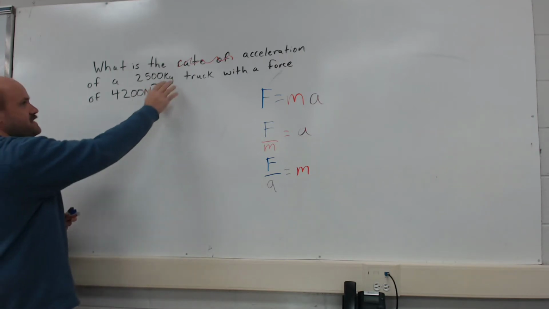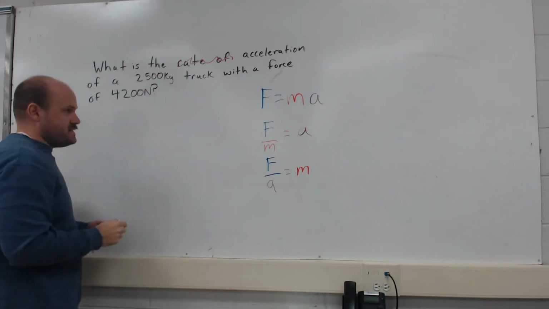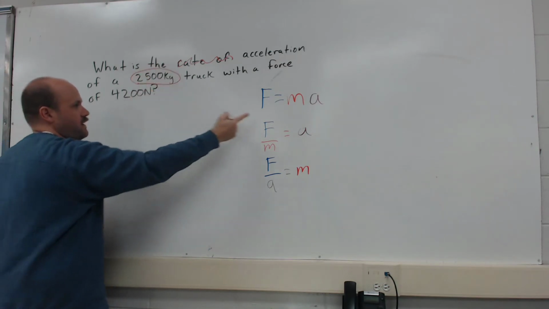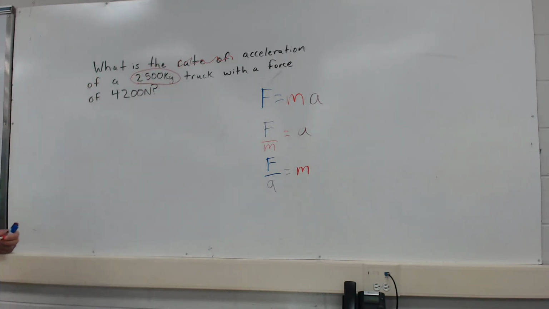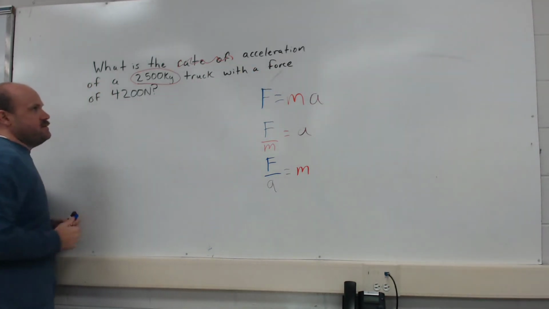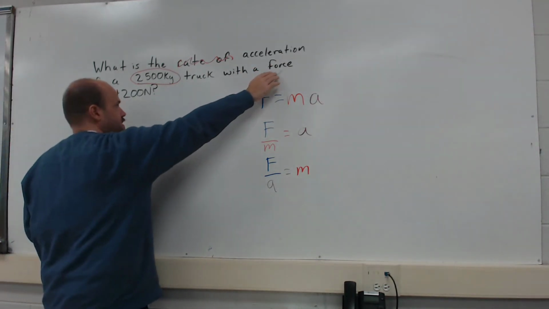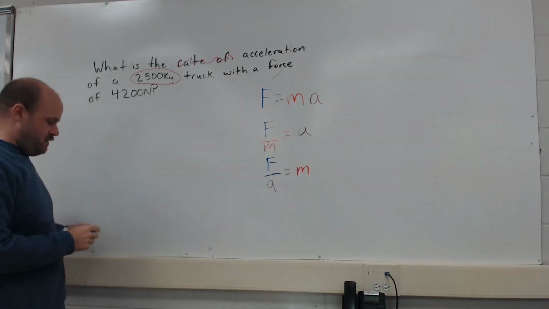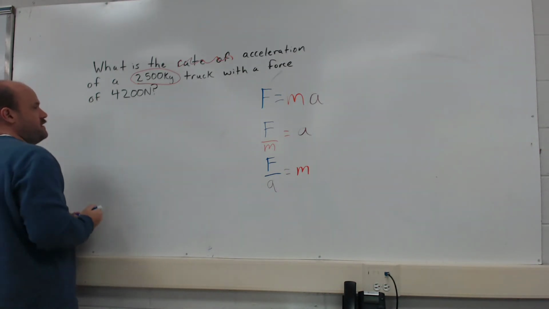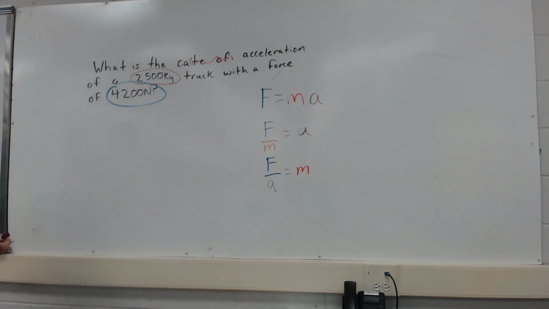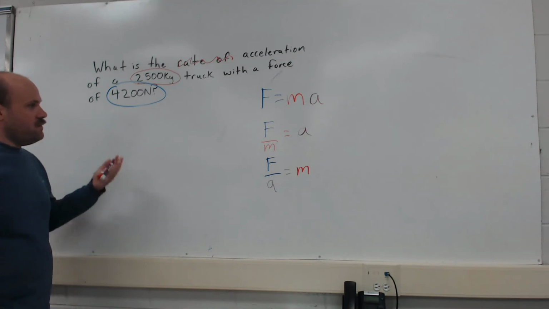So, nothing says this is the mass of the truck, but we know it's the mass because it is in kilograms. So the mass that we're going to plug in, and I'm circling it in our red for mass, is 2,500 kilograms with a force of 4,200 newtons. Now, it's telling us that it's the force, but we also know it's the force because it's been applied in newtons. So I'm going to circle that 4,200 newtons in blue. Okay? And we don't have any purple in the problem because that's not what we're looking for.